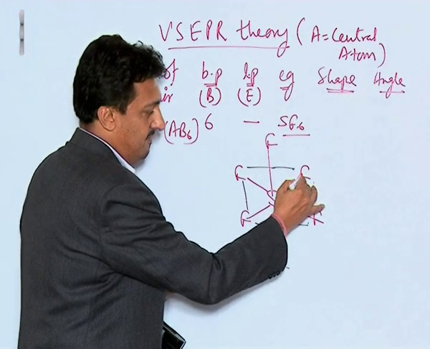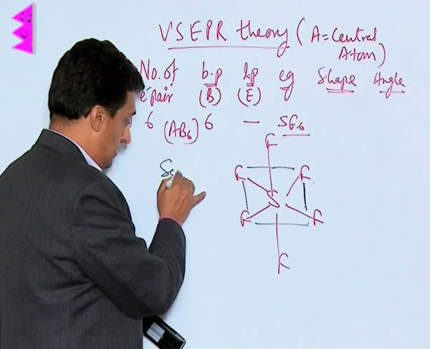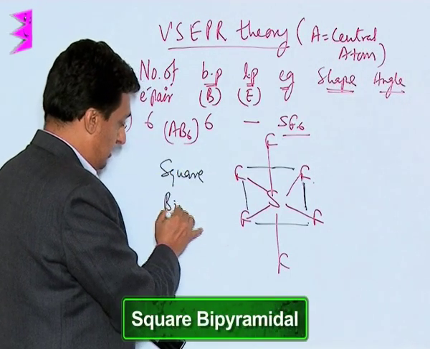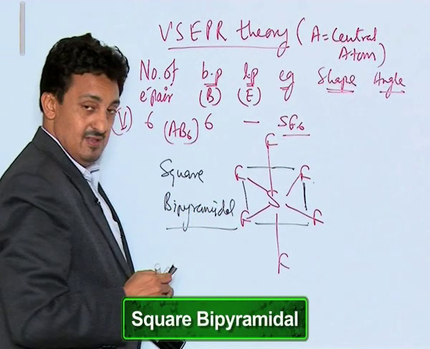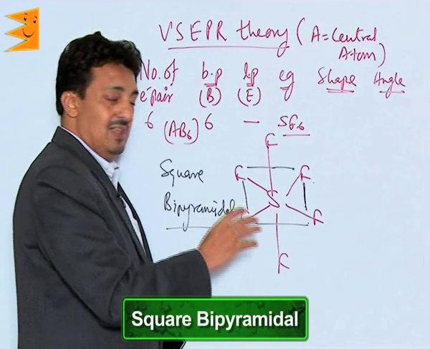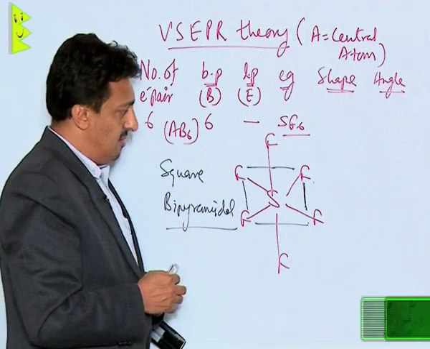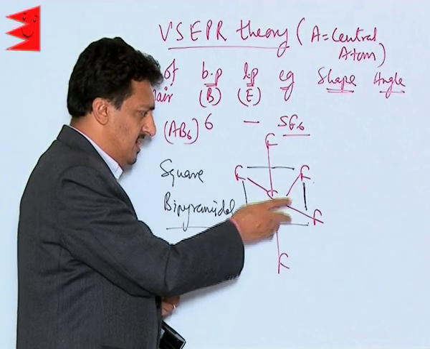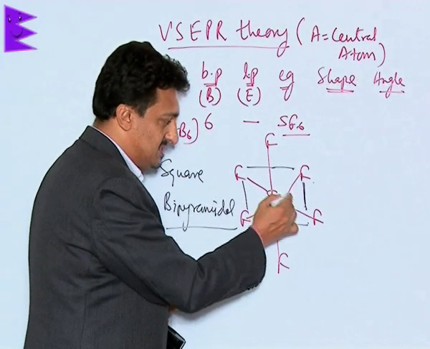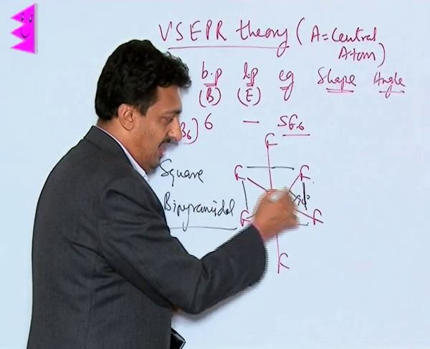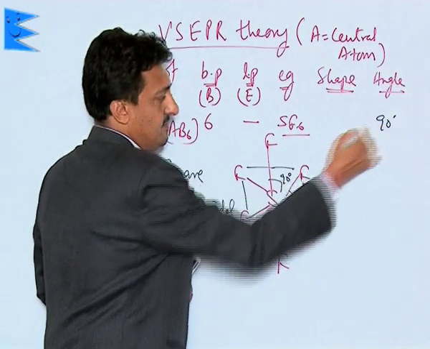We say, now in this case, this shape is called square bipyramidal. It is one of the most stable and symmetrical structures we have, because in this case we don't have equatorial or axial fluorines. All 6 fluorine atoms are at equal distance from the sulfur and all angles are 90 degree.